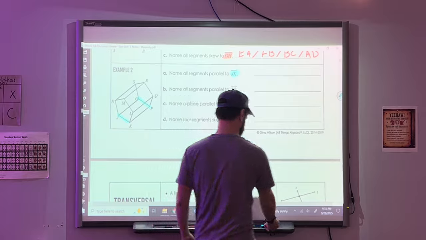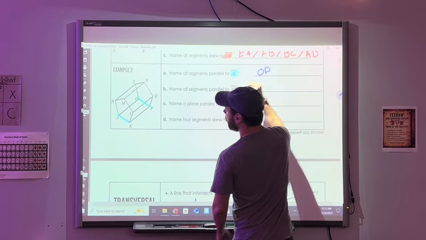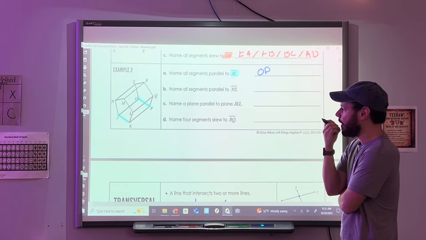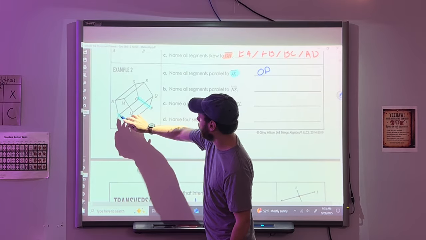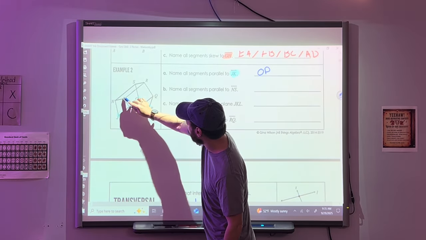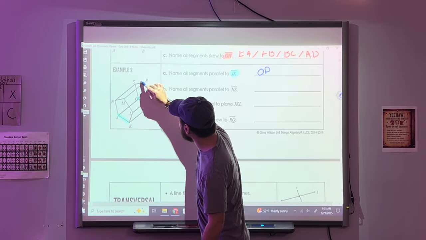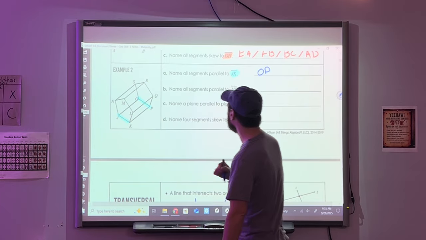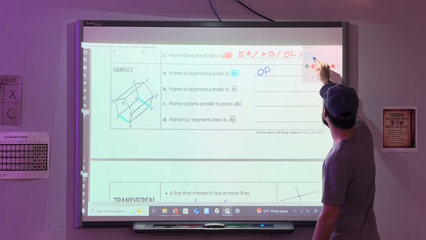OP. I don't see any other lines that are parallel. That's the only one on the bottom floor of this shape, but all these other ones up here are angled. Okay, they're not perfectly flat like this one. So that's it, actually.